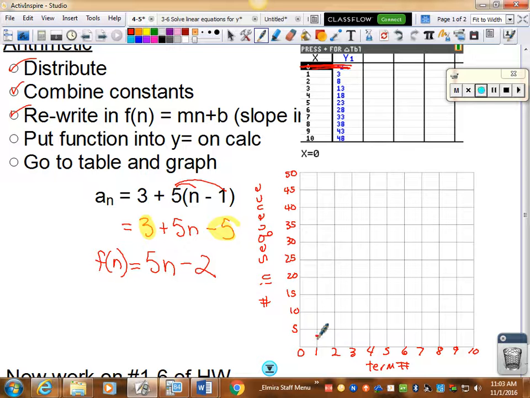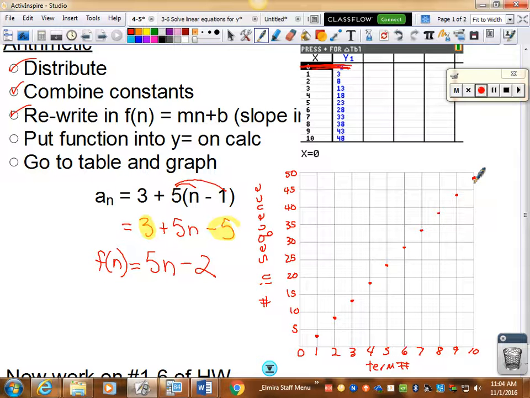1, 3, 2, 8, 3, 13, 4, 18, and so on, and so on, till we get to the end.